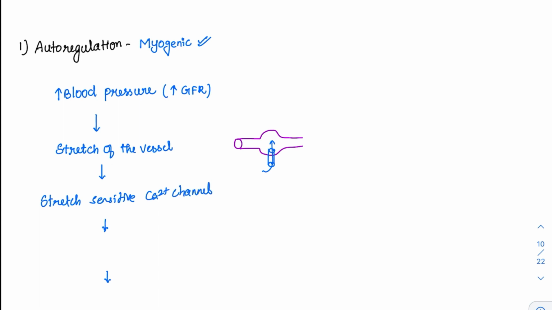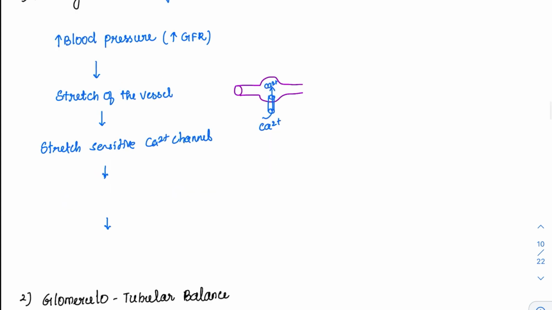So the calcium from the outside will enter the muscle cells of the vessel. This calcium will cause a vasoconstriction effect, compressing the vessels. Whenever vasoconstriction happens, there will be a decrease in GFR. So whenever there is a stretch, it contracts back and regulates the GFR. That's it. It is a very simple mechanism.